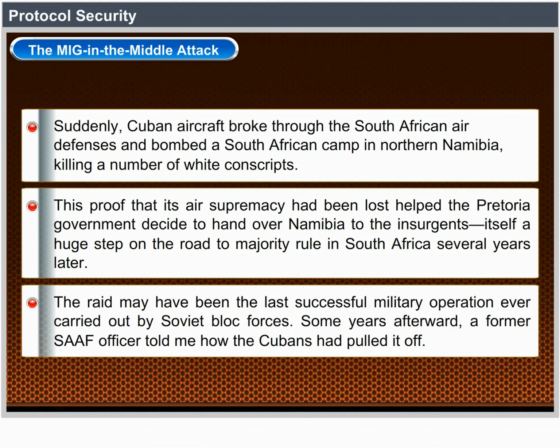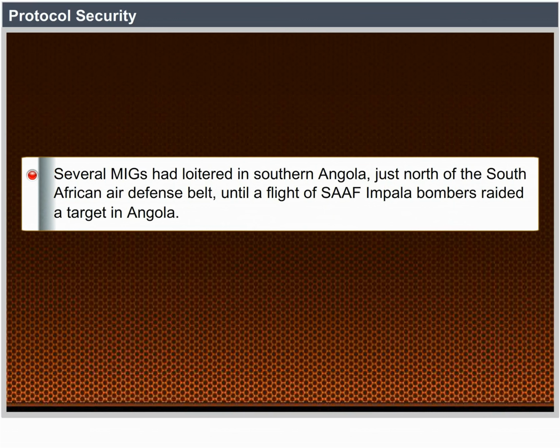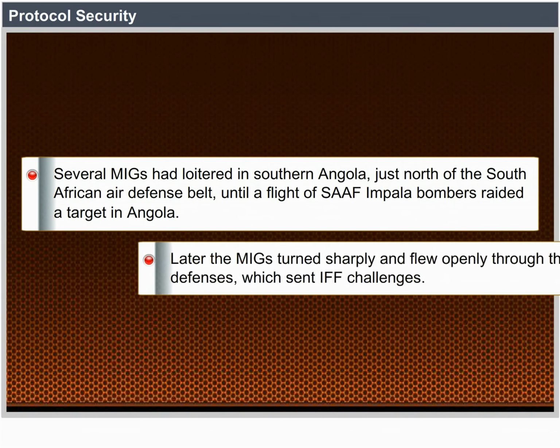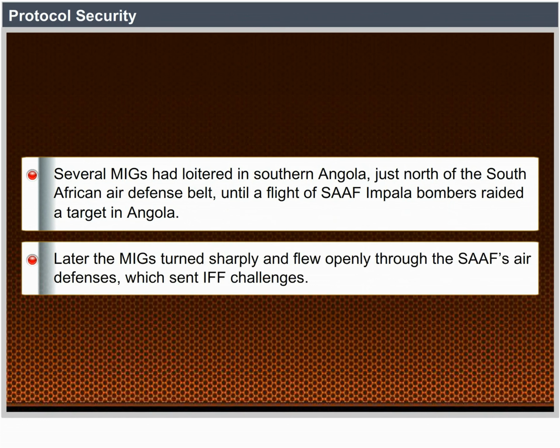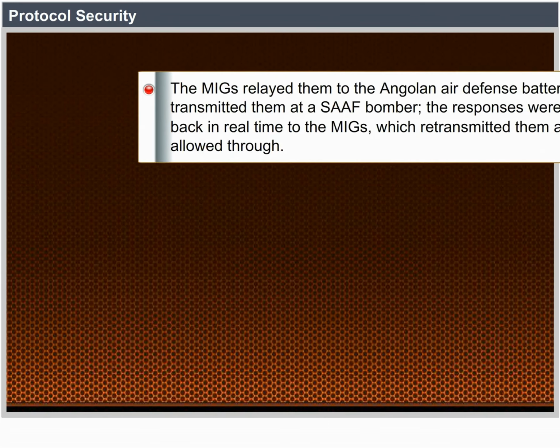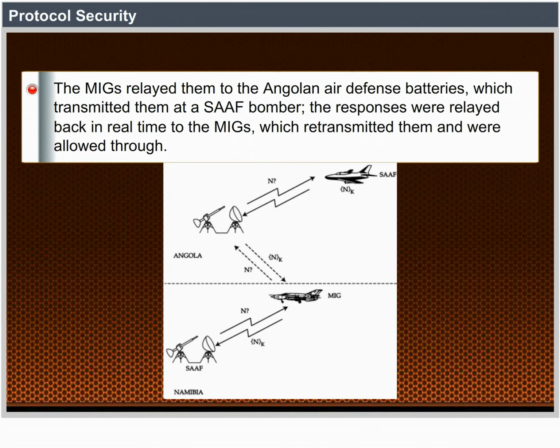Some years afterward, a former SAAF officer told me how the Cubans had pulled it off. Several MiGs had loitered in southern Angola, just north of the South African air defense belt, until a flight of SAAF Impala bombers raided a target in Angola. Then the MiGs turned sharply and flew openly through the SAAF's air defenses, which sent IFF challenges. The MiGs relayed them to the Angolan air defense batteries, which transmitted them at a SAAF bomber. The responses were relayed back in real time to the MiGs, which retransmitted them and were allowed through. See figure below.